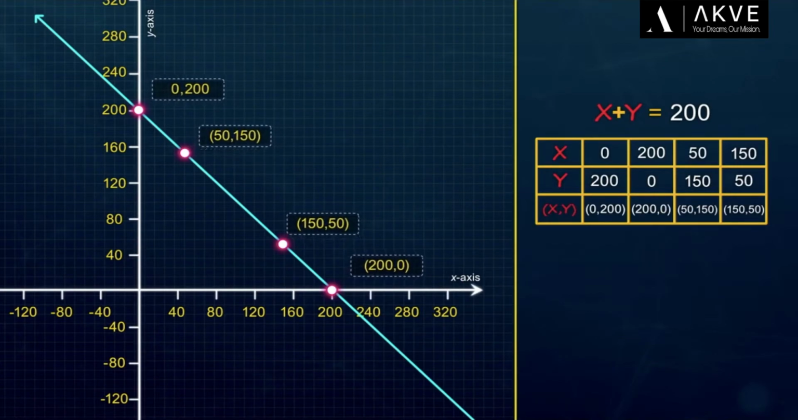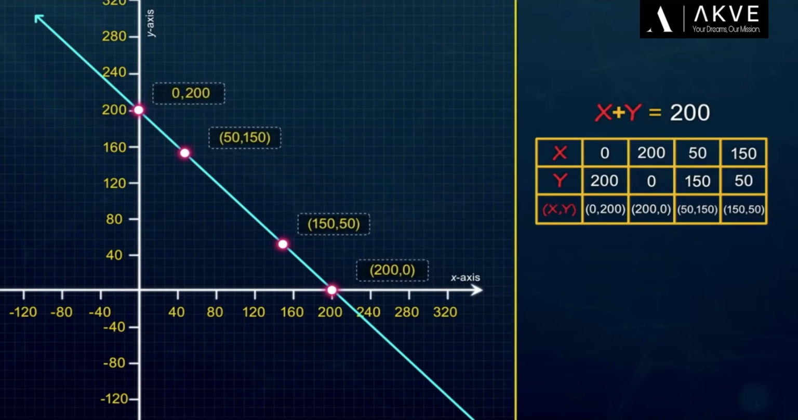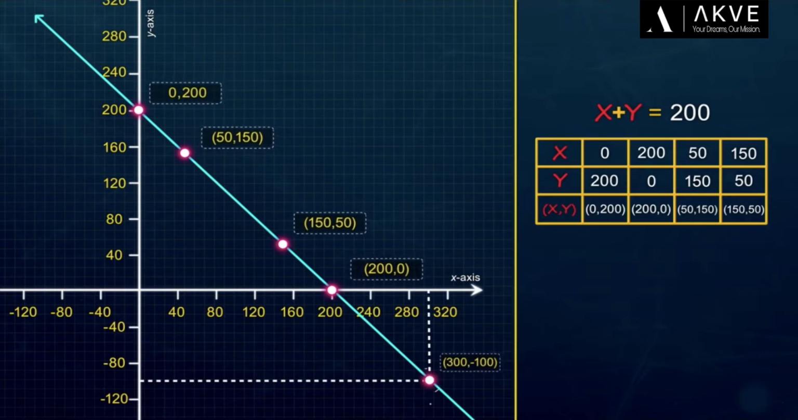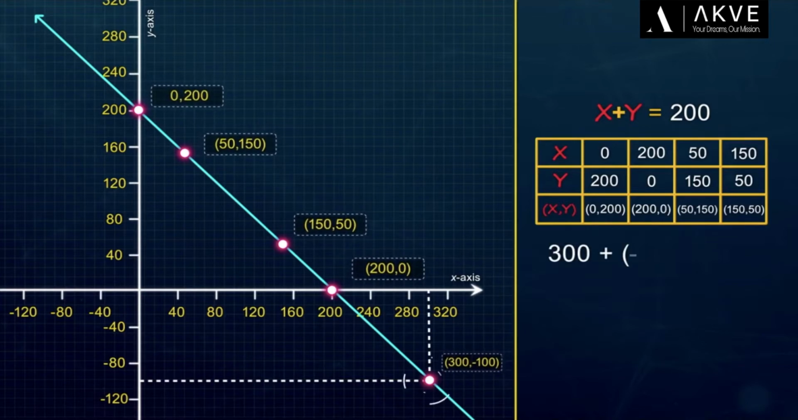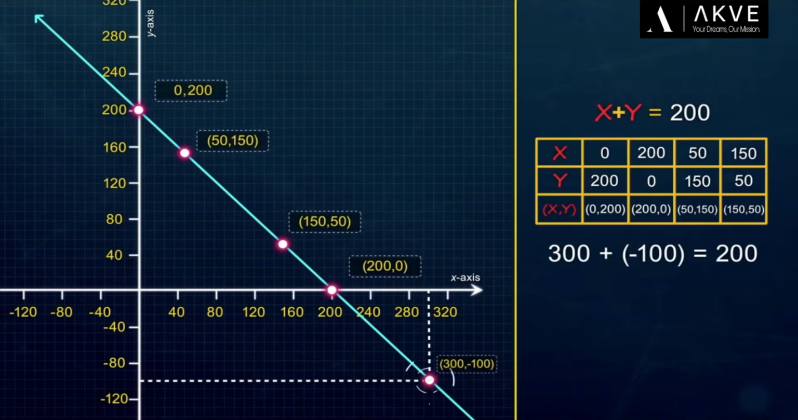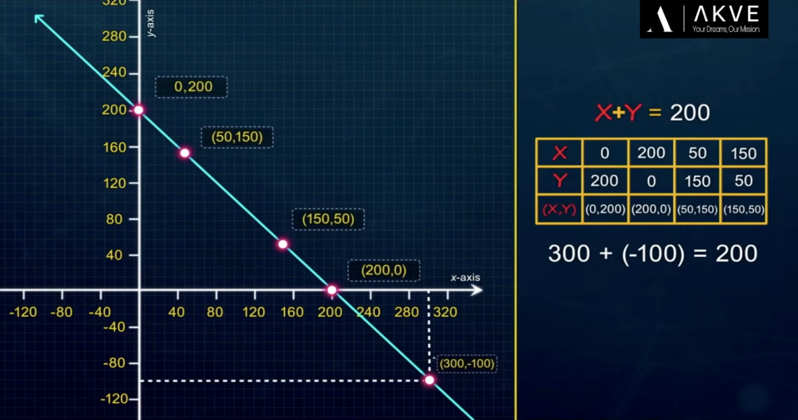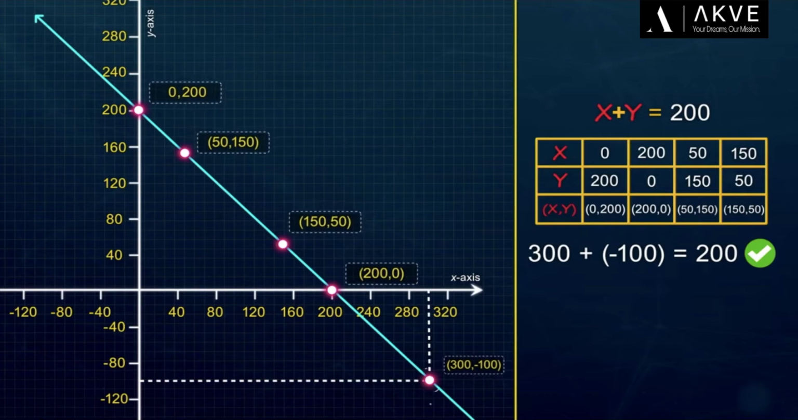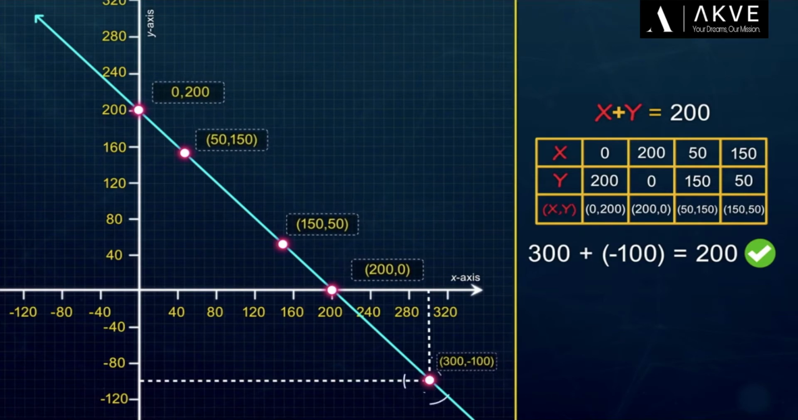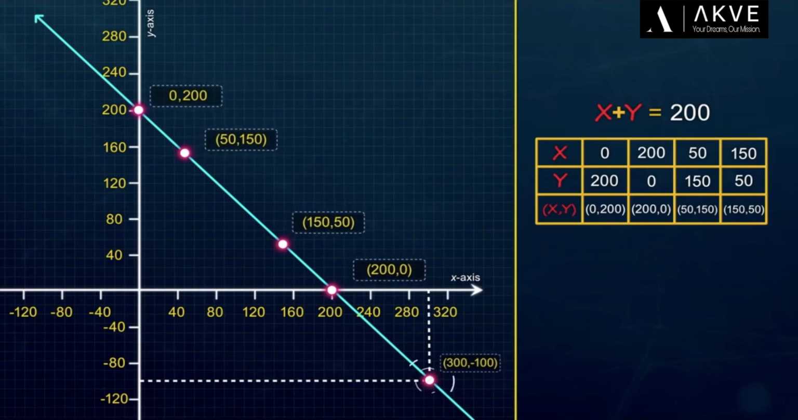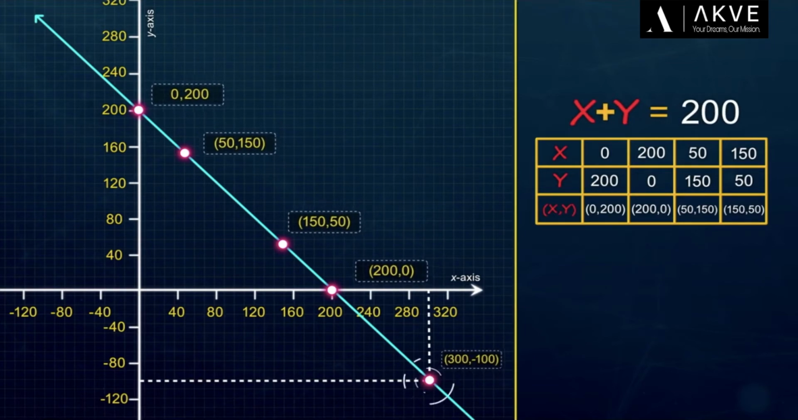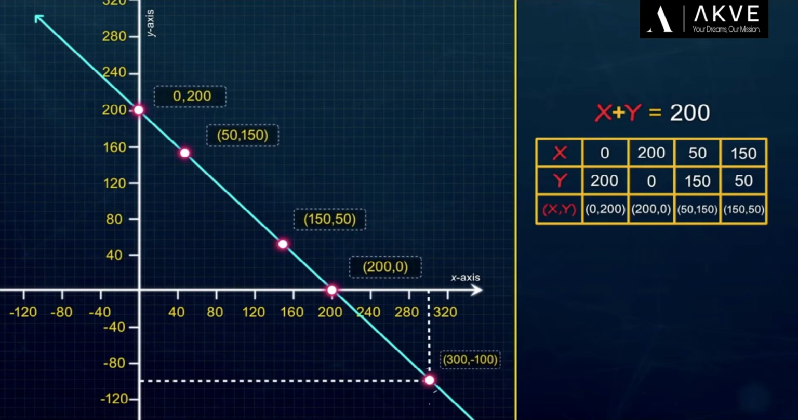Do you want me to check for one more point on this line? Let's do it. Let's consider this point. The coordinates of this point are (300, -100), which will obviously satisfy the equation x plus y equal to 200. So, we can conclude that even this point is a solution to the linear equation x plus y equal to 200. So, every single point on this line will solve this equation x plus y equal to 200.